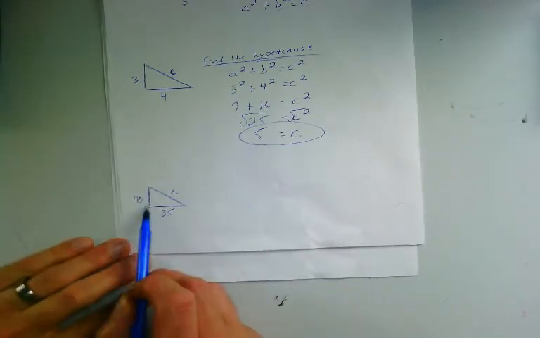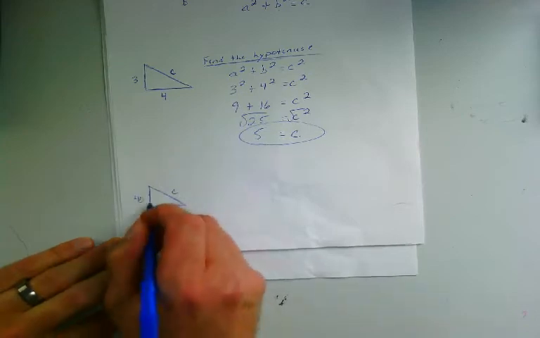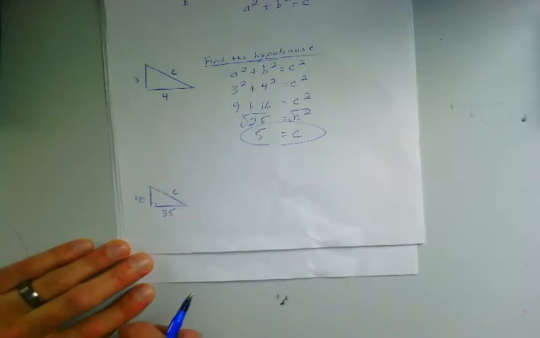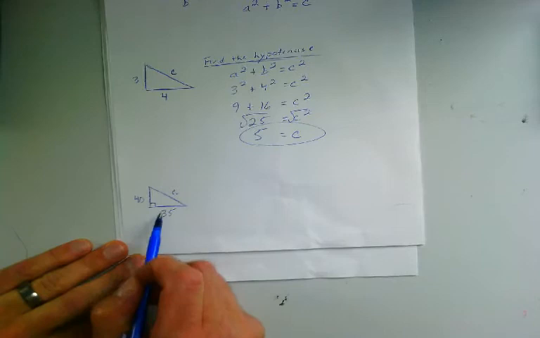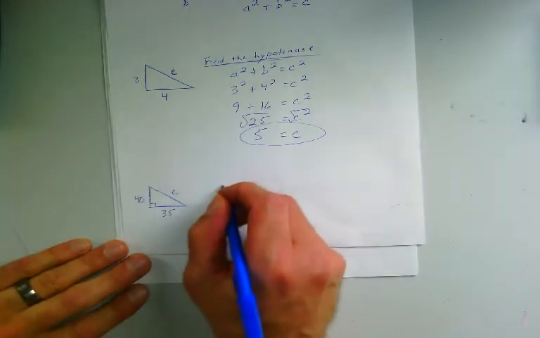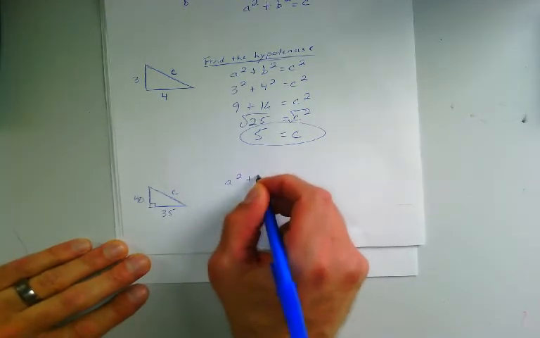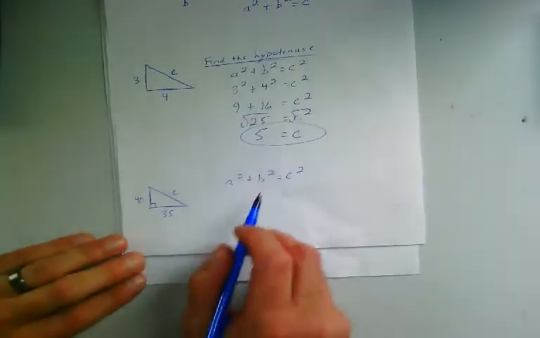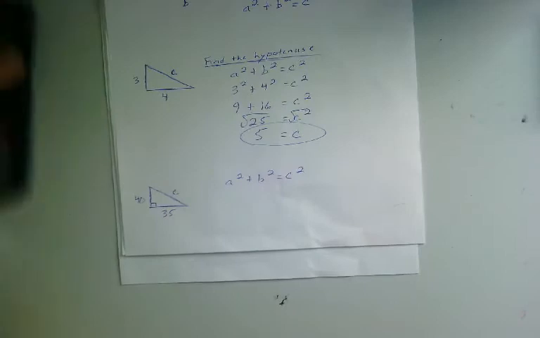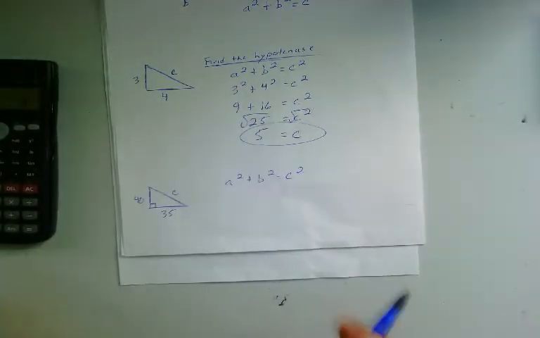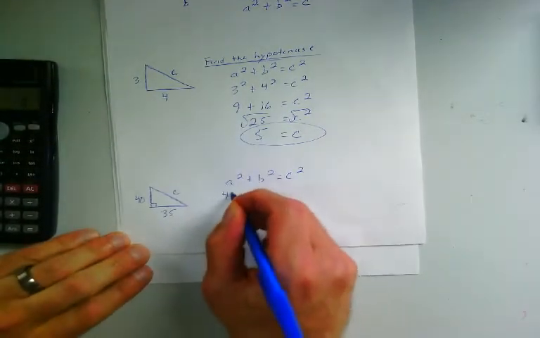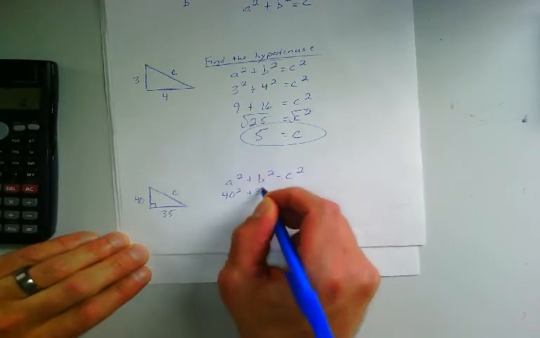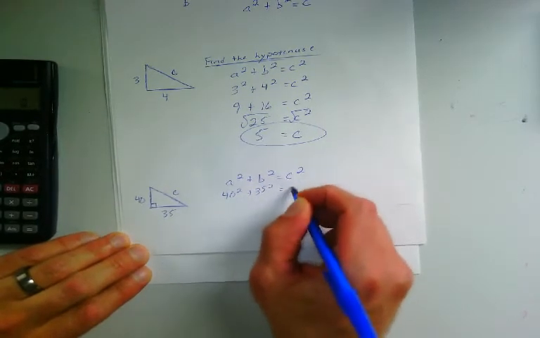So again, I've got a triangle. It's a right triangle. If it's not a right triangle, you can't use it. I've got legs of 40 and 35. So I know that A squared plus B squared equals C squared. You guys are going to be going nuts because you're going to write this down so much. Eventually you won't have to write down the formula. So we've got 40 squared plus 35 squared equals C squared.